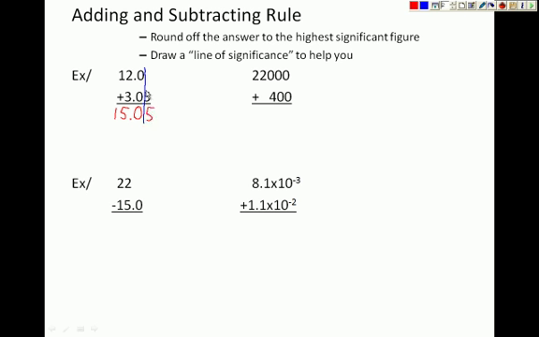Okay. Now, this side of the line is insignificant. And this side of the line is what we want. This is what we keep, because all on this side of the line is significant.